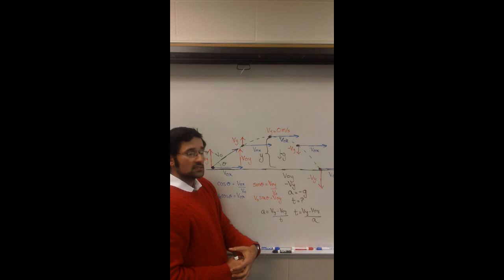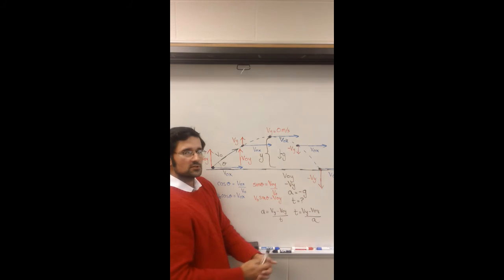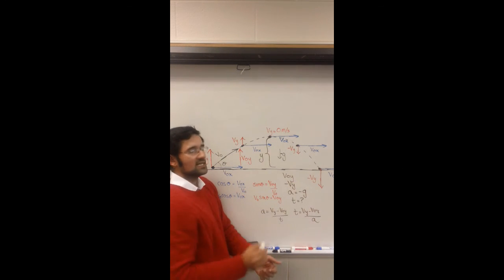They may ask you, what's the time for half of the trip? How much time does it take to get to the highest point? Well, if you found the time for the entire trip, just divide that time by 2, and you'll find the time to get to the highest point.